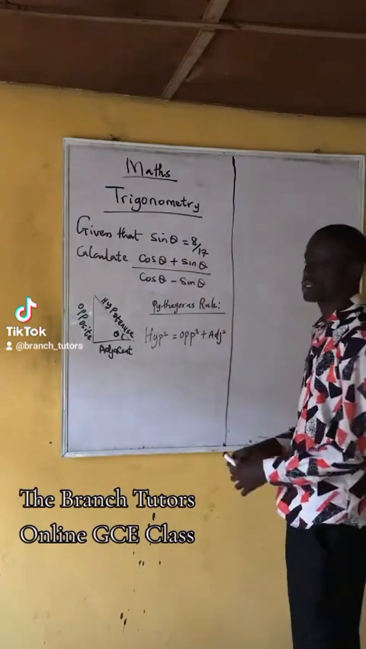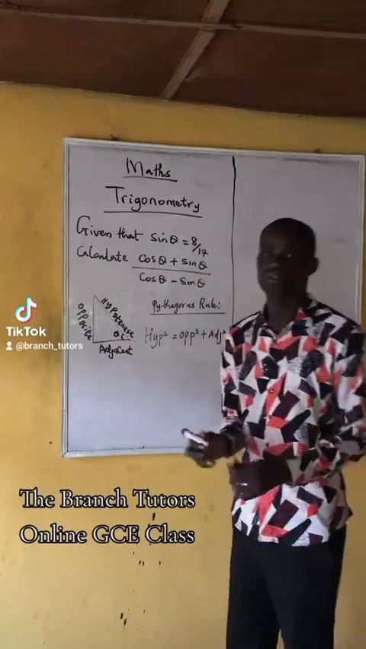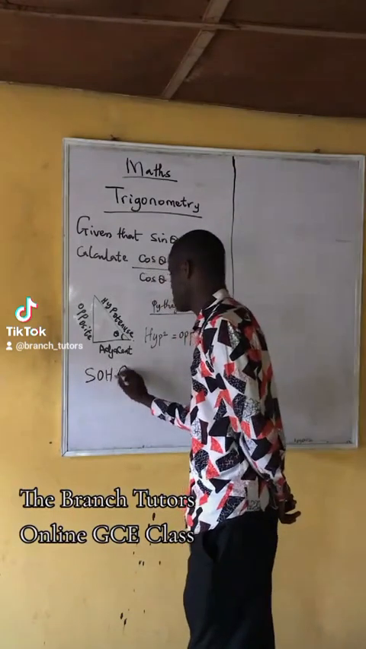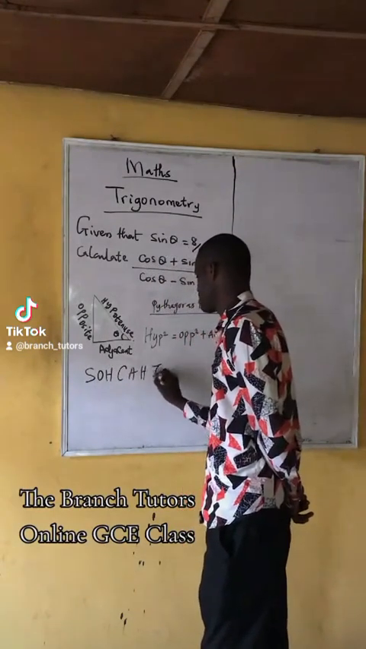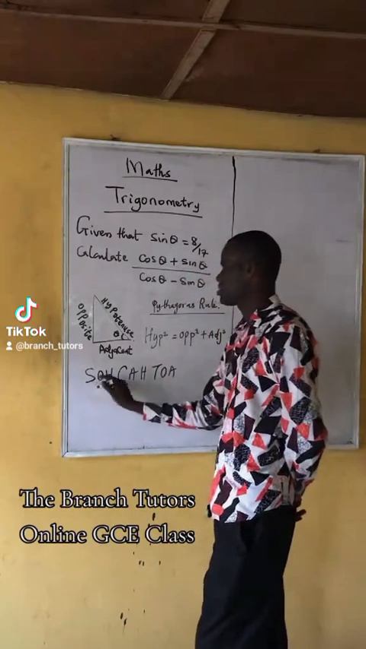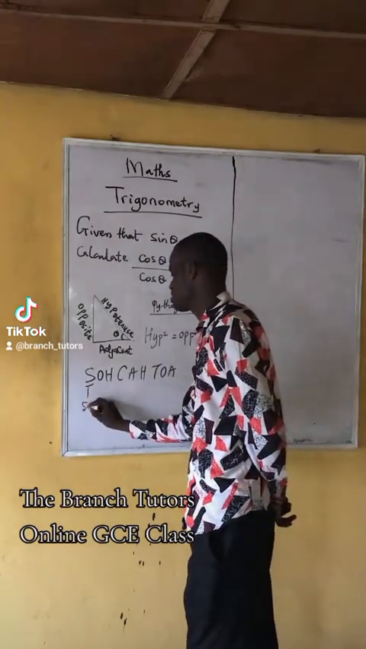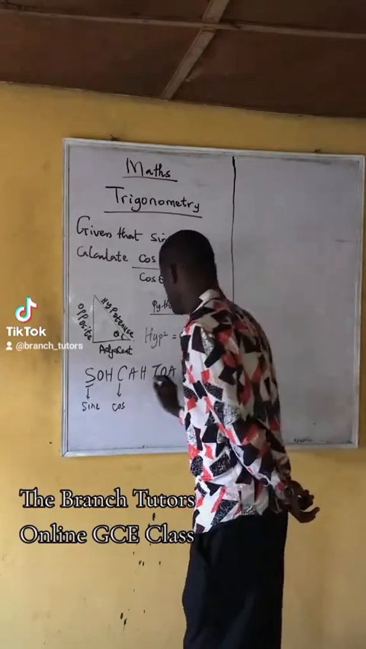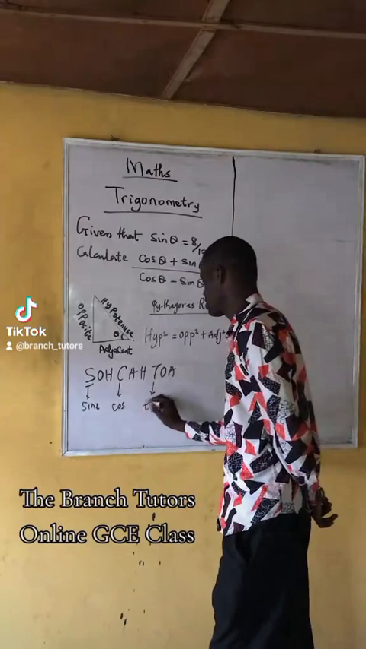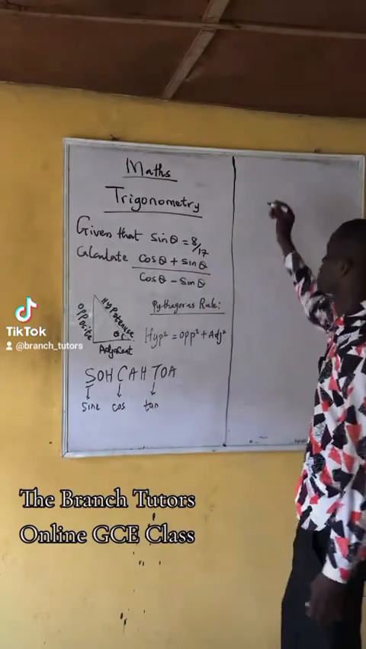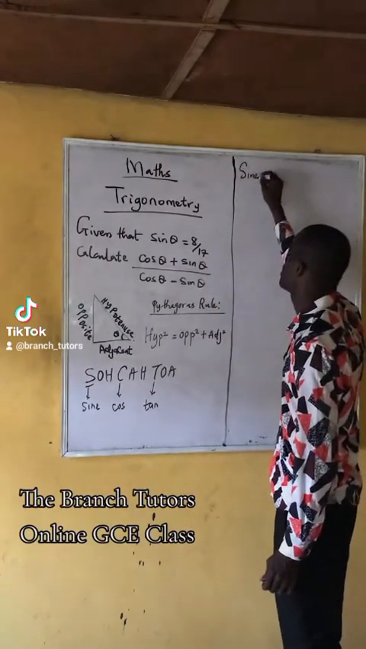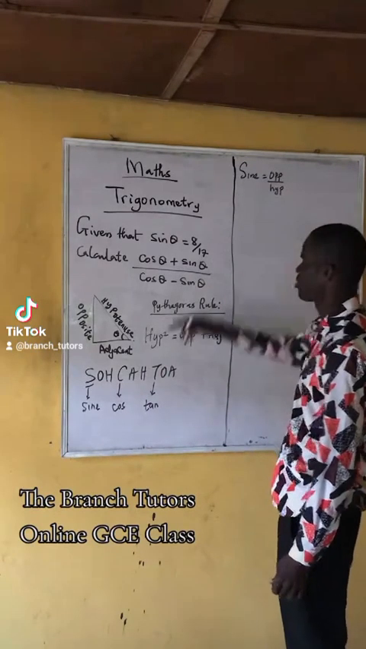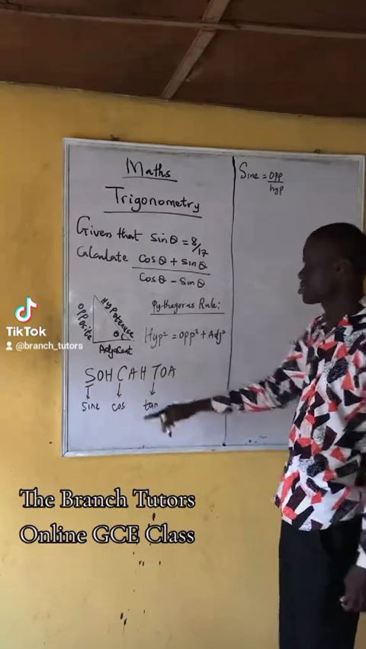And sine theta. Now there's something you were taught earlier, we call it SOHCAHTOA. S stands for sine, C stands for cos, and T stands for tan, which is tangent. Sine theta is opposite over hypotenuse. That's why we call it so.